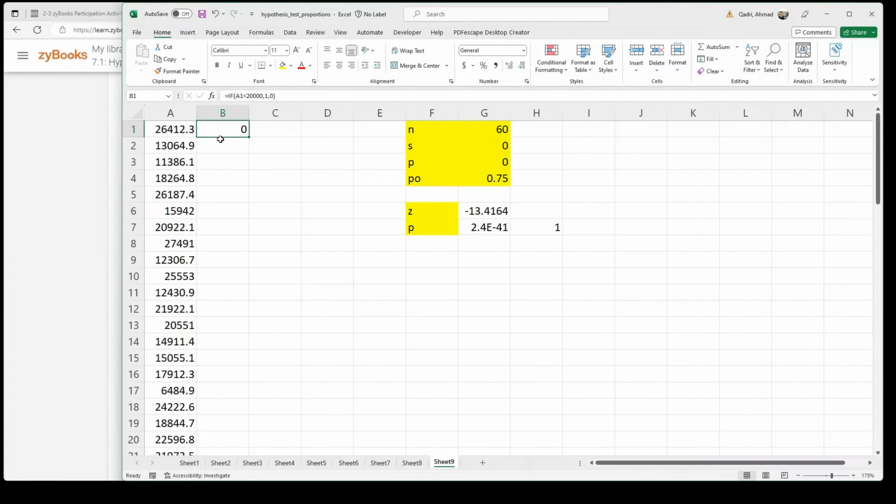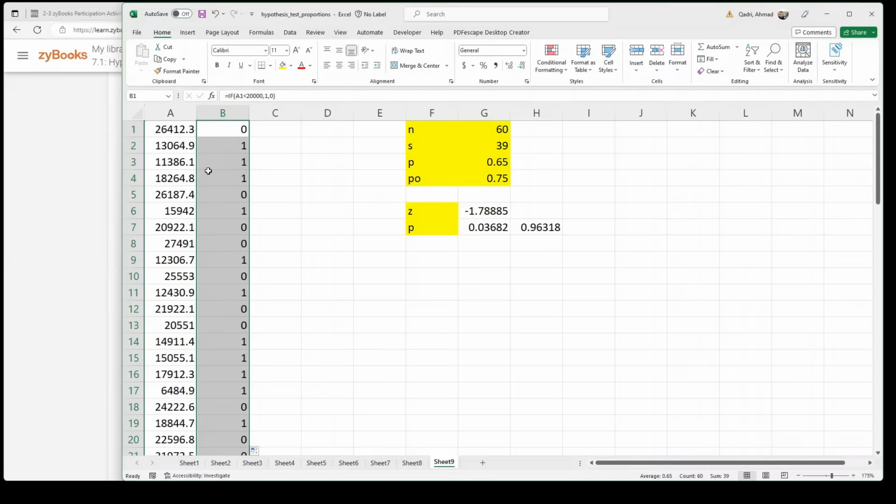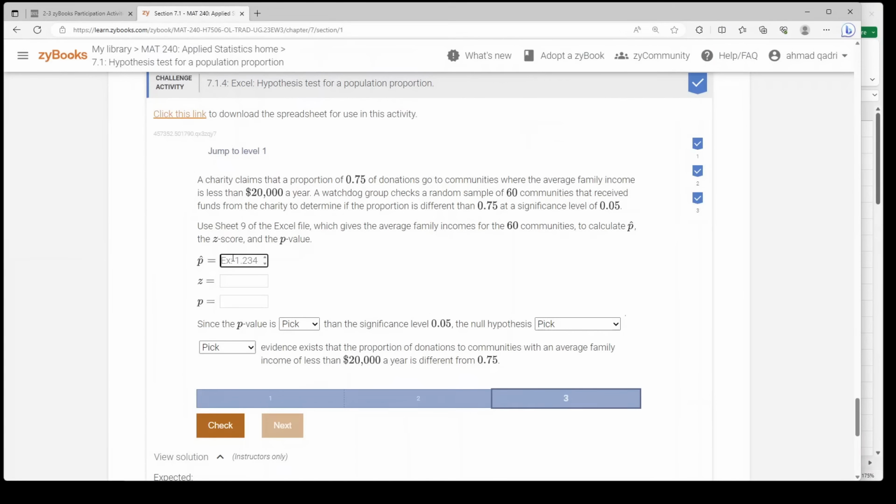Again, we can use the if formula here. You can see I've typed in: if this value is less than 20,000, then it's a 1, otherwise it's a 0. It's a 0 here because it's more than 20,000. Again, I will hover over the lower right side of the cell and double click, and this will copy the formula down to all of the cells. You can see that there are 39 out of the 60 where the income is less than 20,000. So the sample proportion is 0.65. That answers this question.